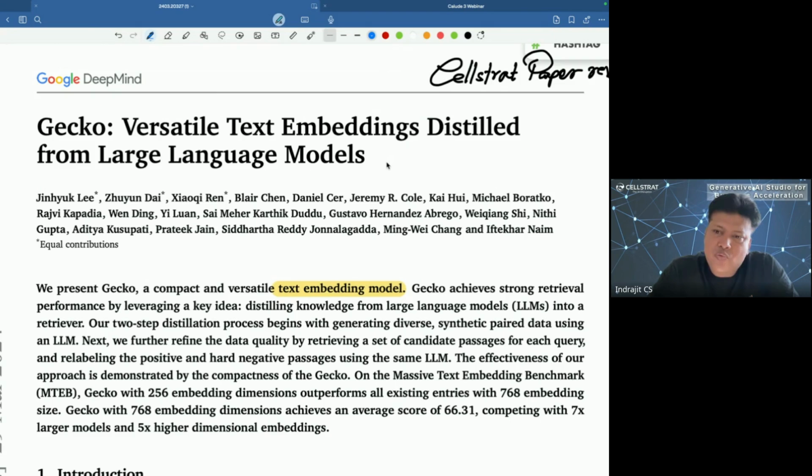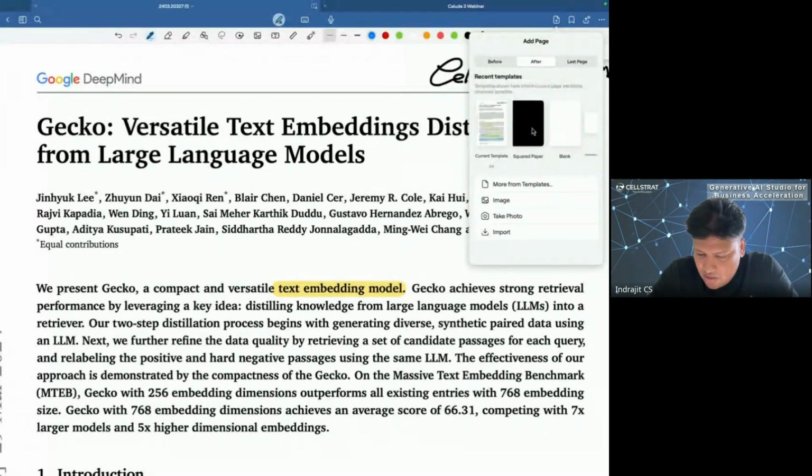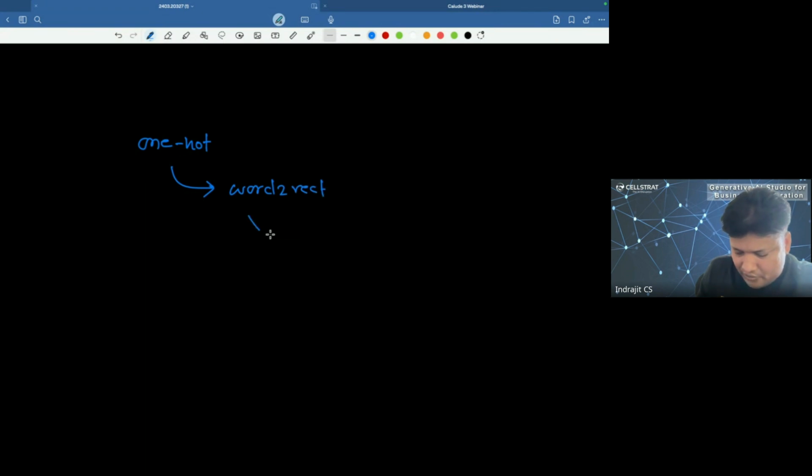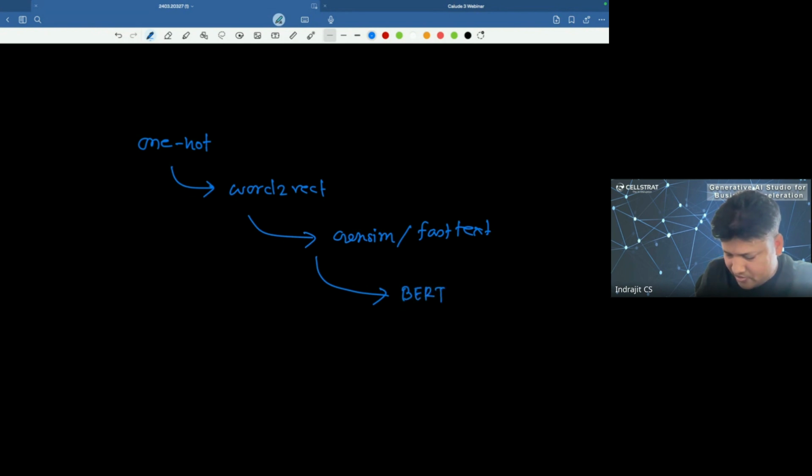Now, a bit of background. How did we start building embeddings? If we look back, we had one-hot, which is very primitive and which we don't use now. From there we came to word2vec models, then to more advanced models like Gensim and fastText. Then we came to BERT, which is the first model that started using contextual understanding in the vectors. And from there we came to GPT and GPT-based models.